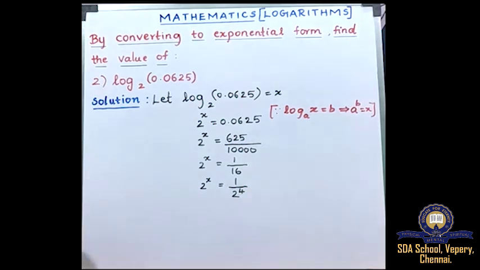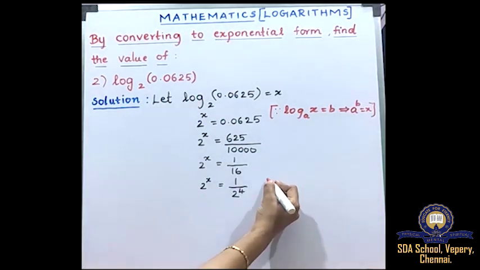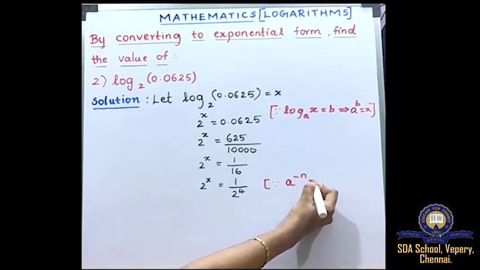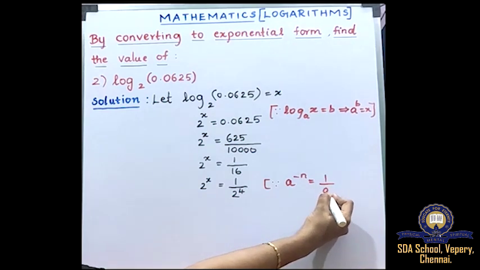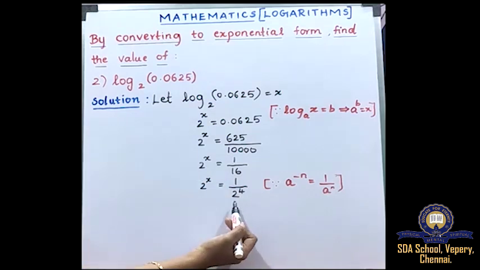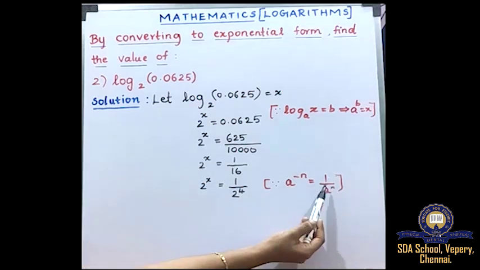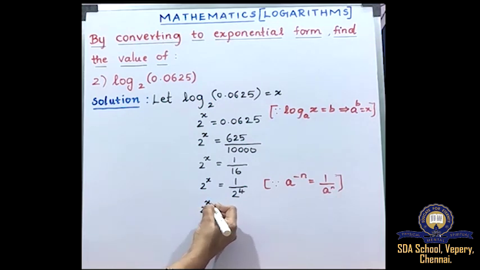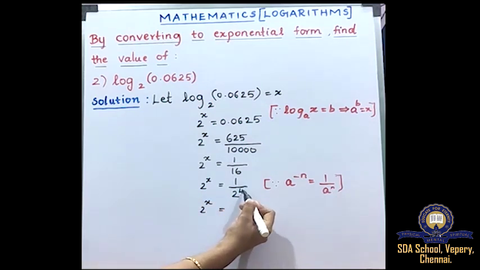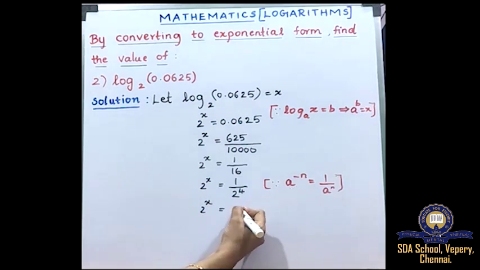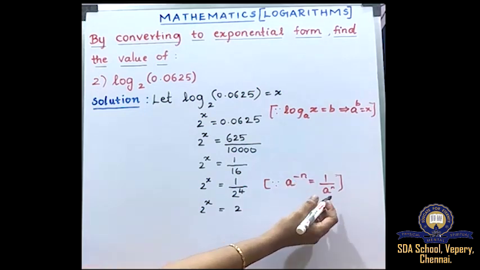So now in exponents we have studied one law. Do you all remember that? A power minus n equals 1 by a power n, right? So if you observe the right hand side of the equation, this is in the form of 1 by a power n. So instead of this form, you are going to substitute a power minus n. So write this 2 power x as such, and instead of 1 by 2 power 4, write it in this form, a power minus n. So here a value is 2, so 2 power minus n, where n value is 4.